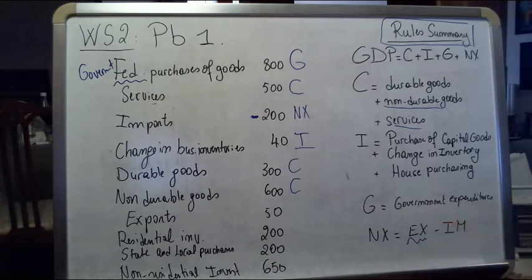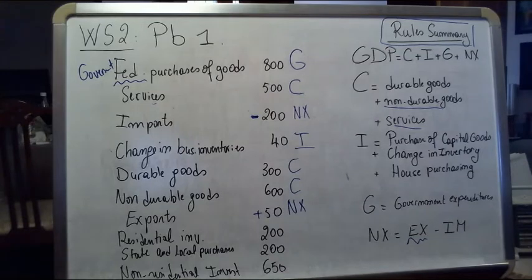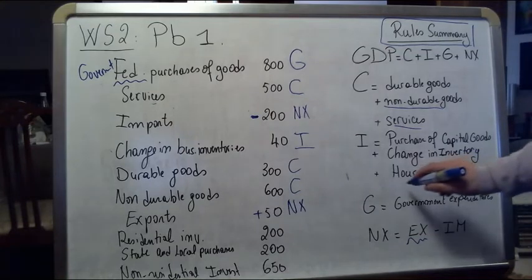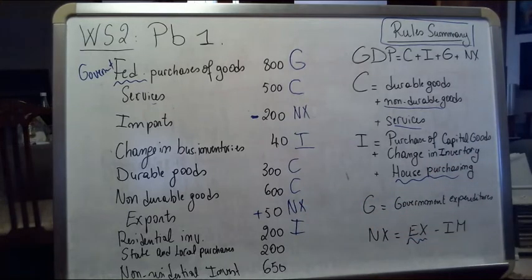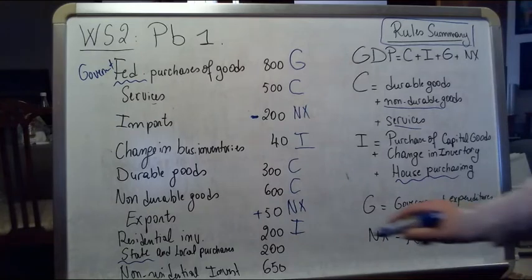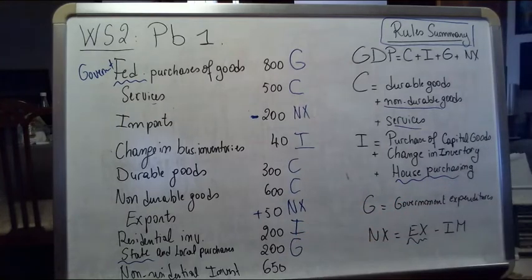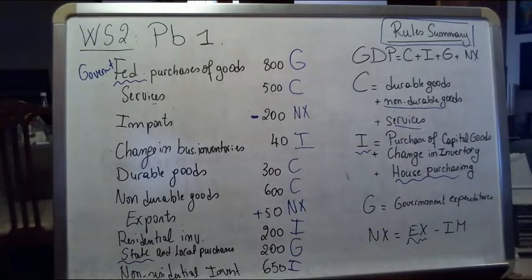Exports belong to net exports and in positive value. Residential investments are like house purchasing, so they belong to I, investment. State and local purchases, when we say state, it also means government. So this belongs to the government expenditures, G. Non-residential investments are any type of investment, so they belong to I, investment. Now, let's calculate C, I, G, and NX.